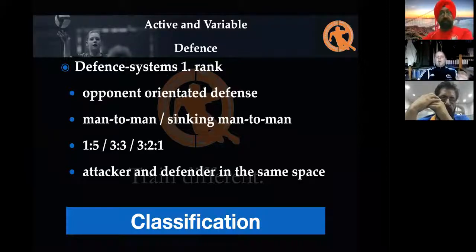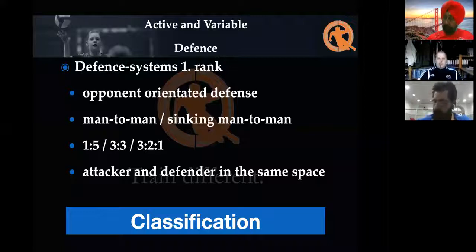But as long as the attackers are using the 1 pivot system with a single player in the pivot position, then in a 1-5, in a 3-3, and in a 3-2-1 defense, it's always the same attacker and the same defender operating and playing in the same space.